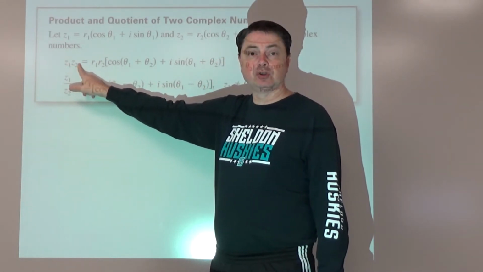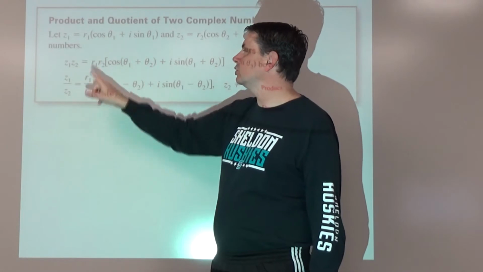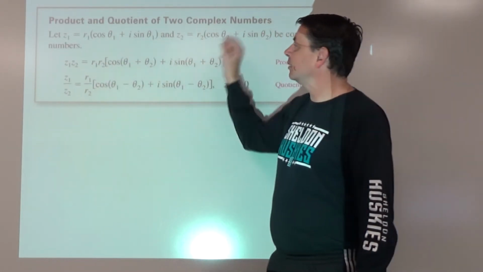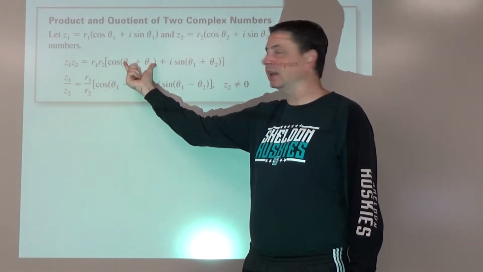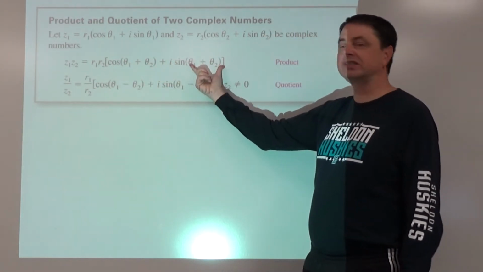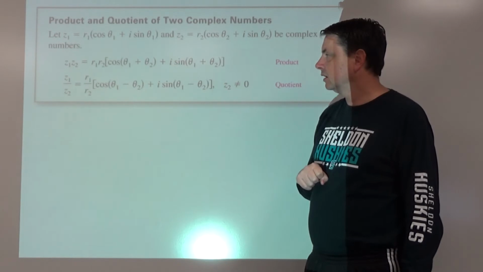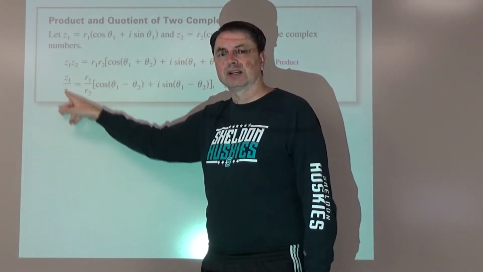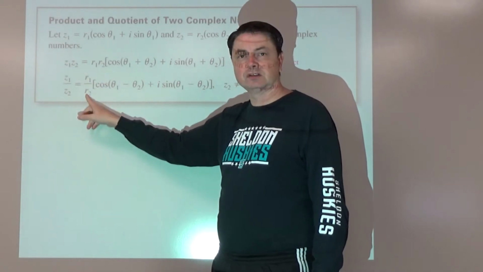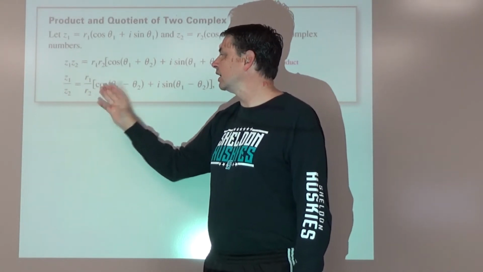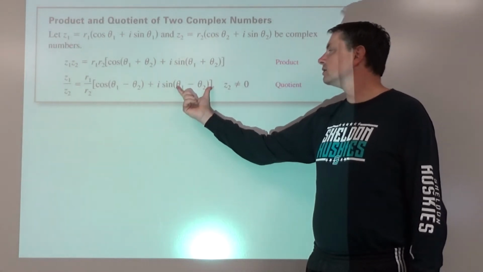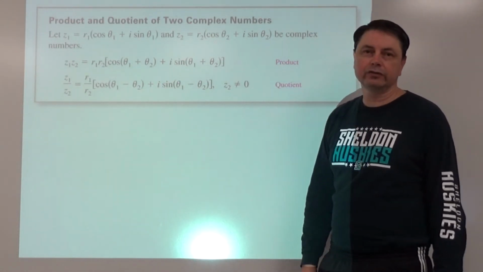Z1 times Z2, complex number 1 times complex number 2. You just need to multiply the two r values and then multiply that by the cosine of the sum of the angles plus i times the sine of the sum of the angles. And then similarly, and somewhat connected, if we're dividing our complex numbers, we divide the r's and multiply by cosine of the difference of the angles plus i times sine of the difference of the angles.